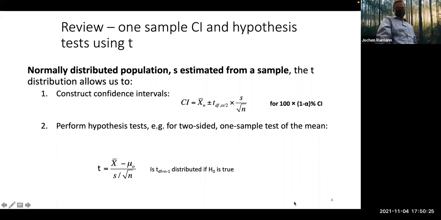So the t is calculated, as we have done, as x bar minus mu 0 divided by the standard error of the mean, calculated from the sample standard deviation, which differs from the population standard deviation by the subtraction of n minus 1. If you remember, you use the degrees of freedom now, which is n minus 1, the sample size minus 1. The standard error is then calculated as the standard deviation divided by the square root of n.